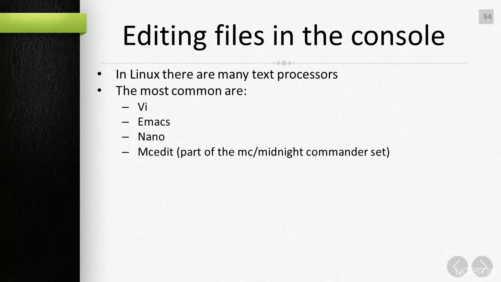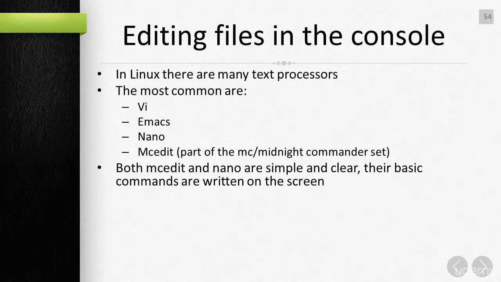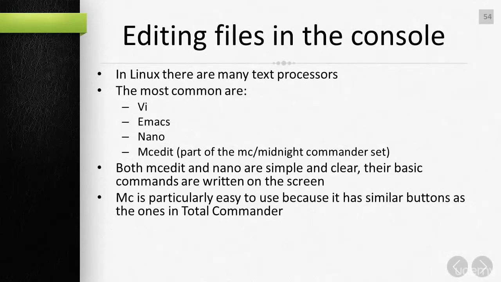So, if for some reason you have to work in the console and you don't feel very comfortable with performing commands manually, it's good to install the MC software, which will look and work just like the Total Commander for Windows, but in the text mode. Out of all the editors, MCEdit and Nano are the simplest and the easiest. Their unquestionable advantage is that basic commands are printed directly on the screen. MCEdit looks exactly like Total Commander. You just have to get used to the text mode. All available options are highlighted in a bar at the bottom of the screen.